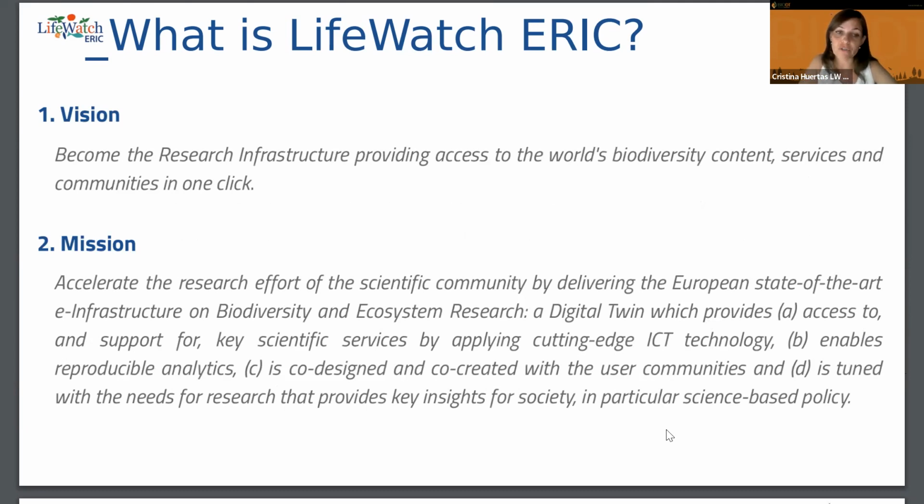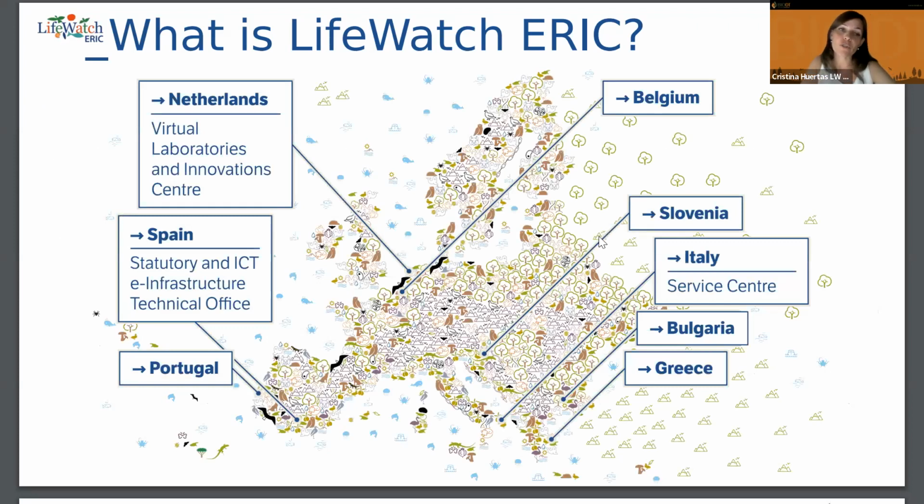It is to accelerate the research efforts of the scientific community by delivering the European state-of-the-art infrastructure on biodiversity and ecosystem research, a digital twin. We are a distributed research infrastructure. We have 3 common facilities in 3 different countries. In Spain, we have the statutory seat office and the ICT core. In the Netherlands, we have the virtual laboratories and innovation center. And in Italy, the service center. We also have distributed centers in Portugal, Belgium, Slovenia, Bulgaria, and Greece.